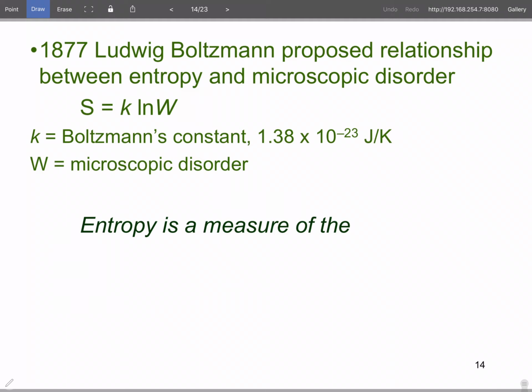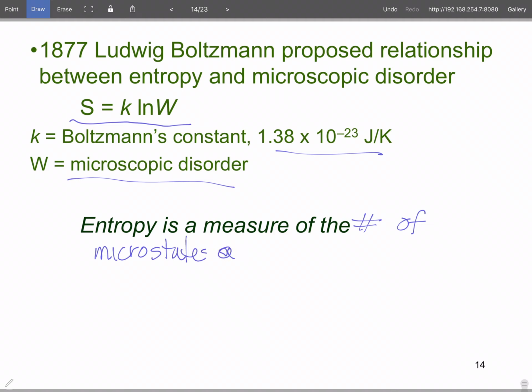Okay, so in 1877, Ludwig, and again, I don't speak German, so I'm sure I'm mispronouncing that, Boltzmann proposed a relationship between entropy and microscopic states. Okay, so he said entropy is equal to K, which is Boltzmann's constant, times the number of the microscopic states. Okay, so entropy is the measure of the number of microstates associated with a particular process.